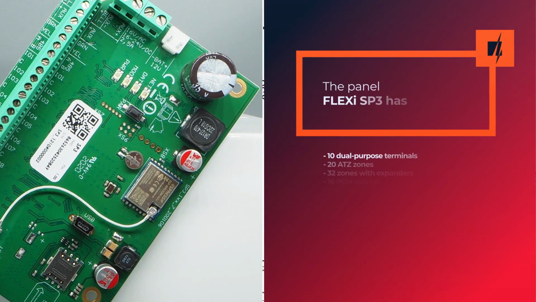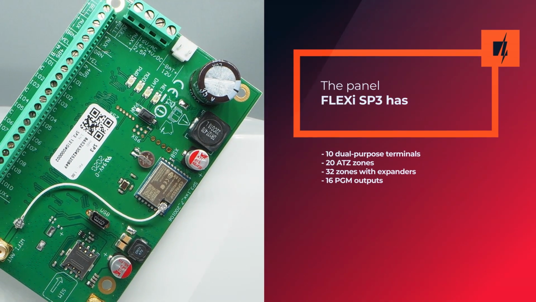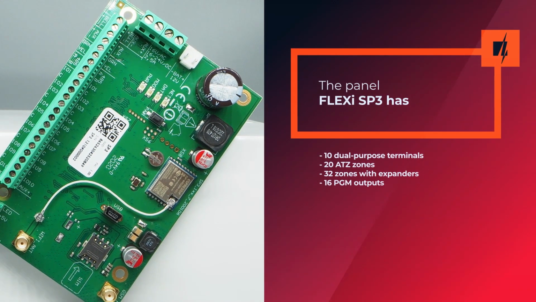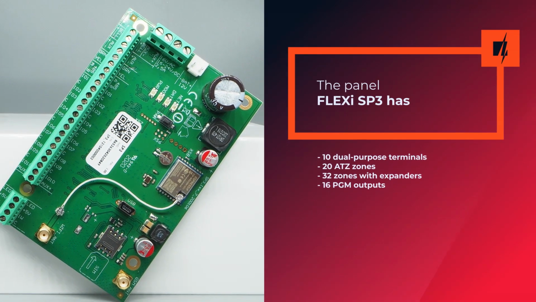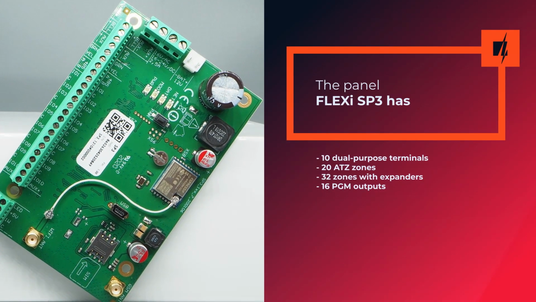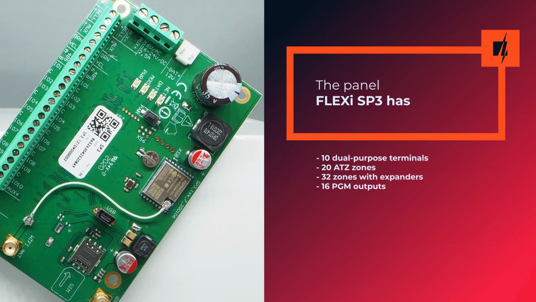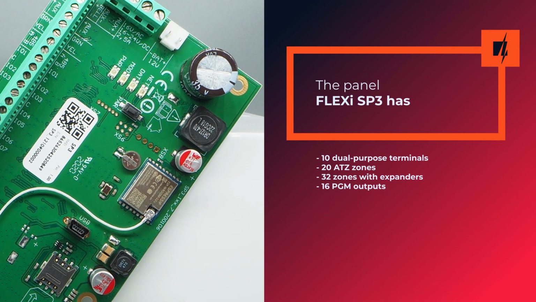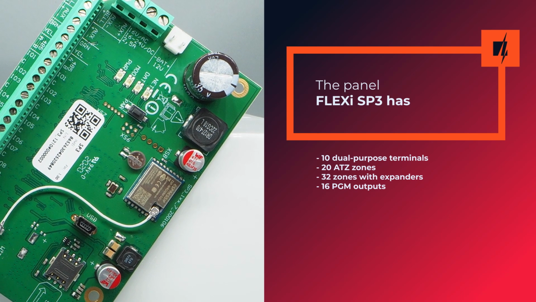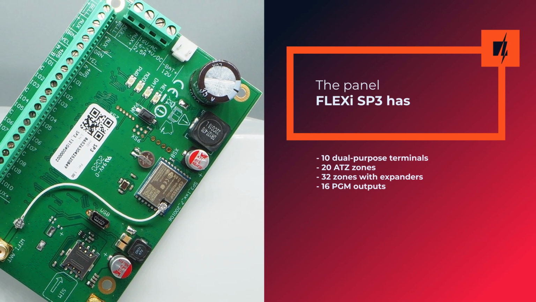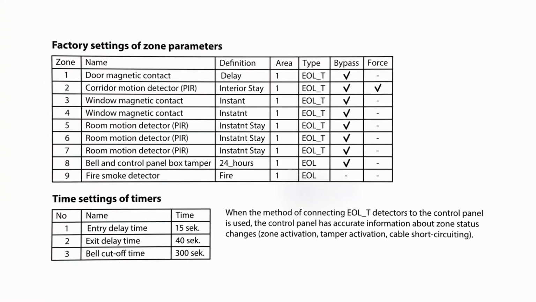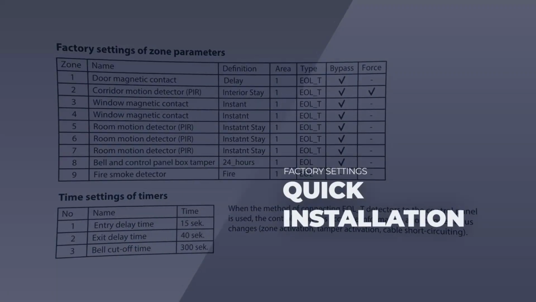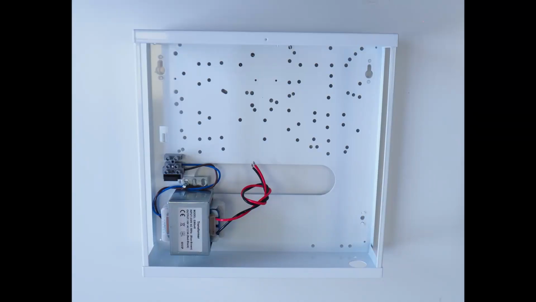The panel has 10 dual-purpose terminals that can be configured as zones or PGM outputs. Using the ATZ zone connection type, the panel has 20 zones. With expanders, the panel can have 32 zones. Using expanders, the panel can have 16 PGM outputs. The panel has factory settings that allow quick installation of the security system.